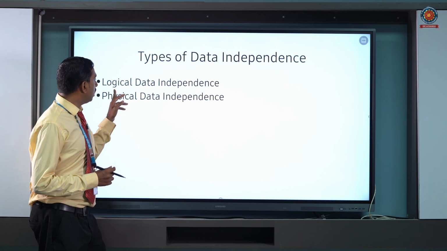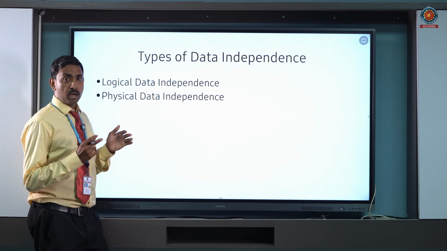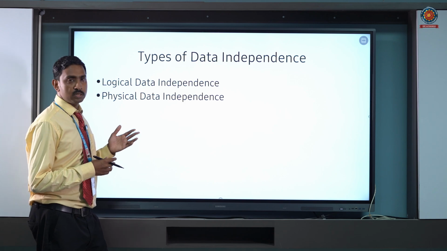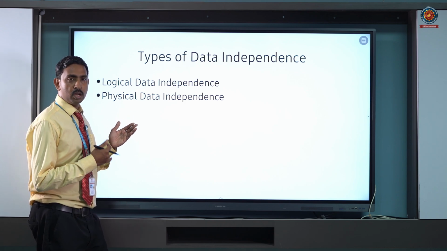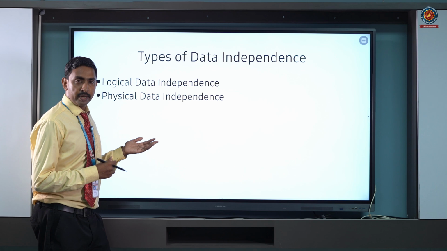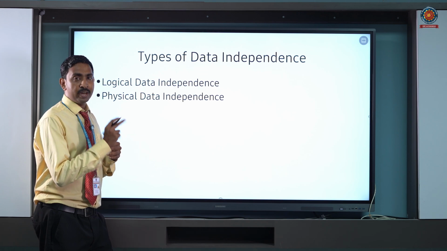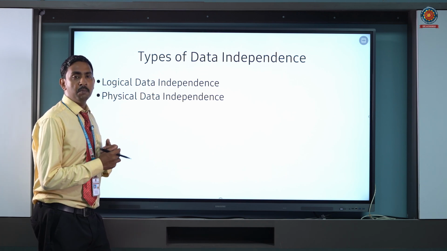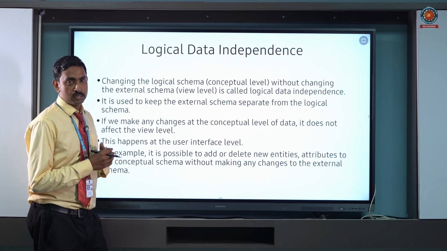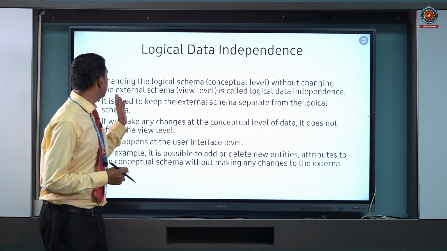So, logical data independence. What is meant by logical data independence? As I told you about the three levels of abstraction, what are the levels we saw? First the physical level, then the logical level, and next the view level, correct? Logical data independence means first I make any modifications or changes in the logical schema, and that should not affect the external schema. Understand? So changing the logical schema without changing the external schema.